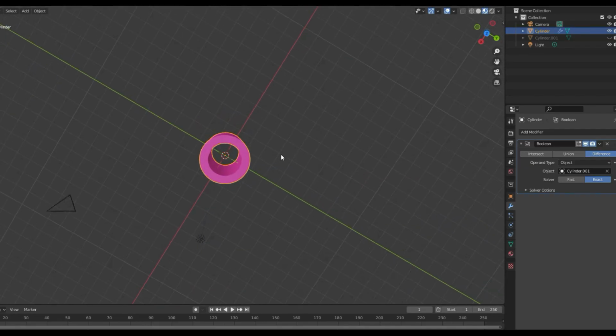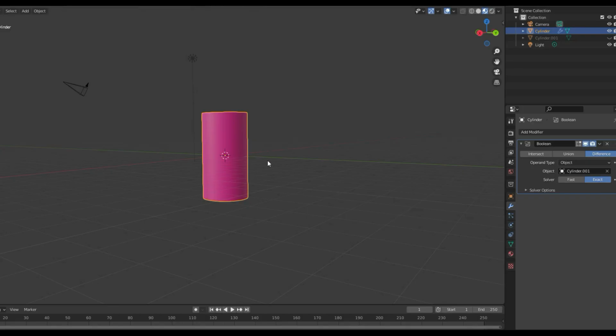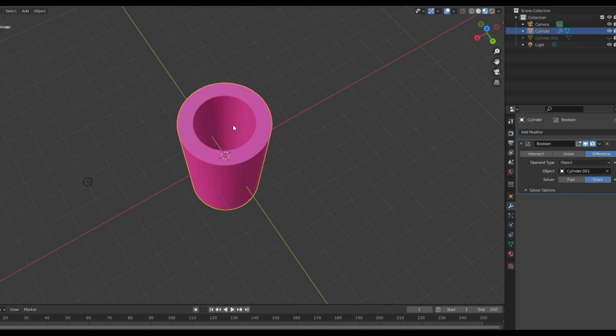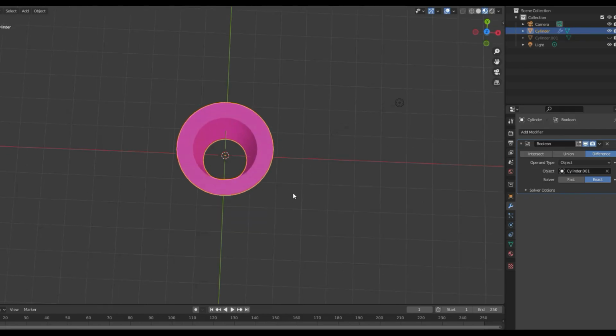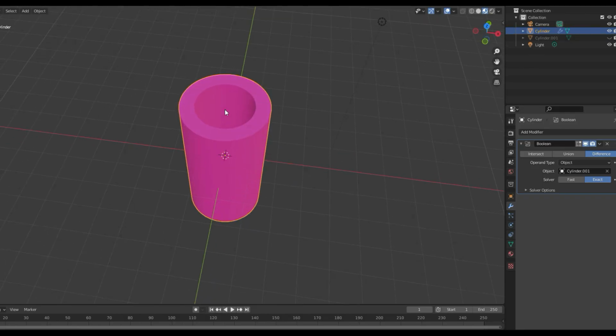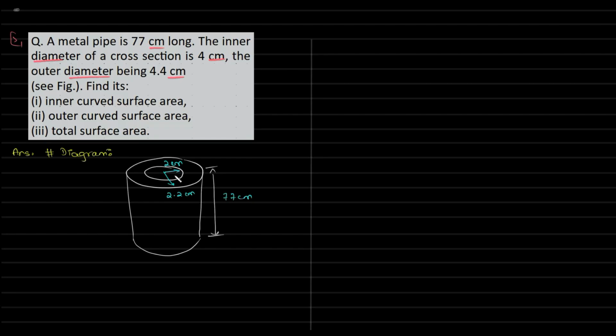This is the picture. So it has length, and from the center to this is your inner radius, from the center to the other end is the outer radius. This difference has to be known. From the center to the inner part is your inner radius, from the center to the outer part is outer radius. So now what are we looking at? Find its inner curved surface area, outer curved surface area, and total surface area.